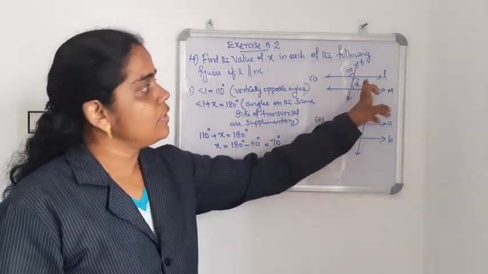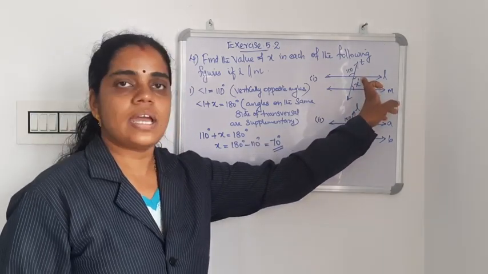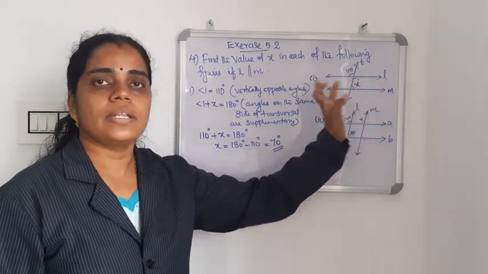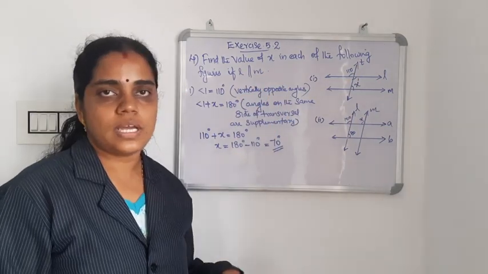For that, we took this angle as angle 1. Then only can we apply the vertically opposite angles property. Okay.